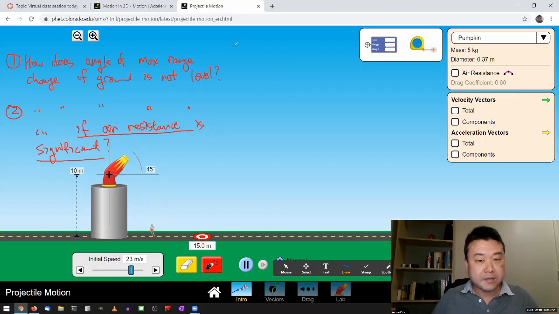As a multiple choice: A, B, C. A is where you say the angle of max range is still going to be 45 degrees. B is where the angle of max range is less than 45 degrees. And C, the angle of max range is greater than 45 degrees.